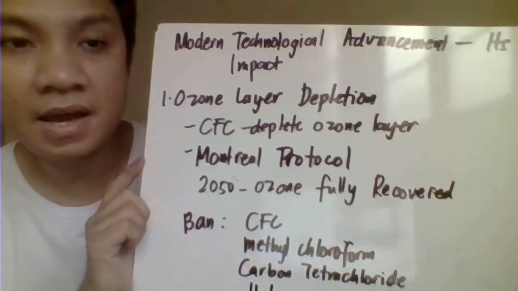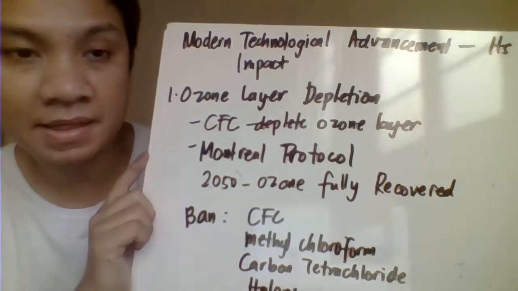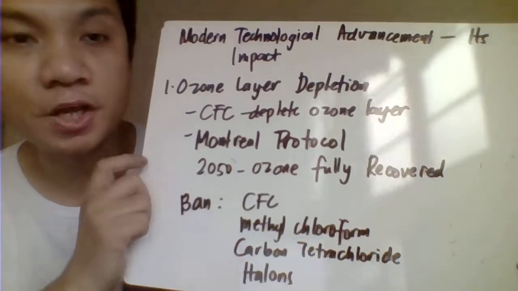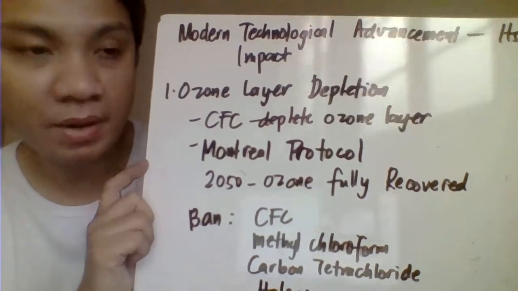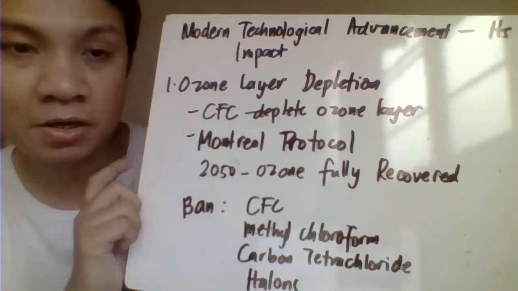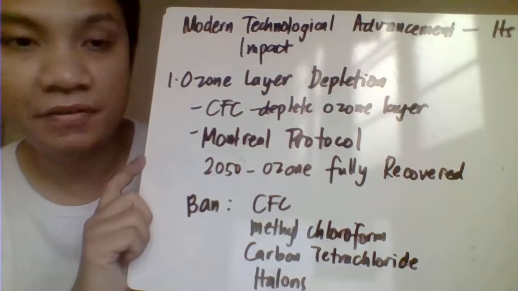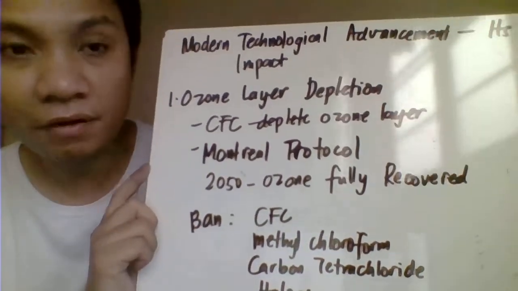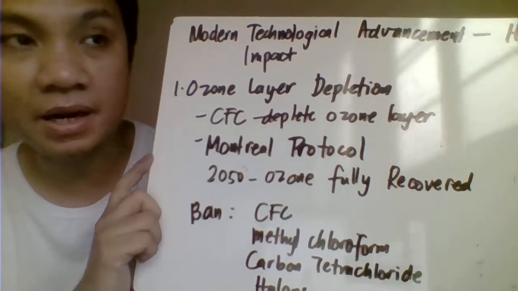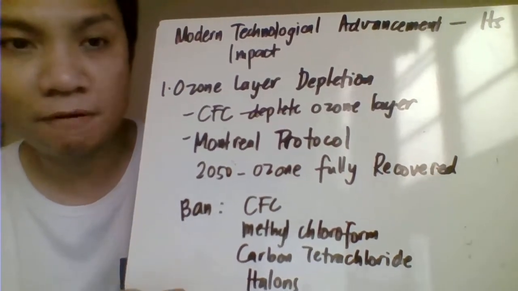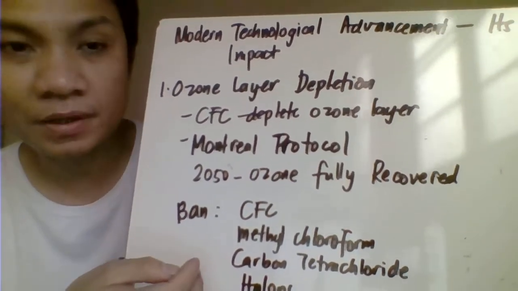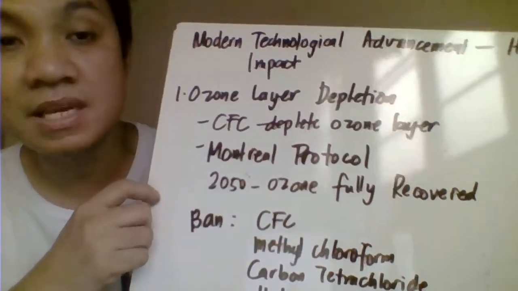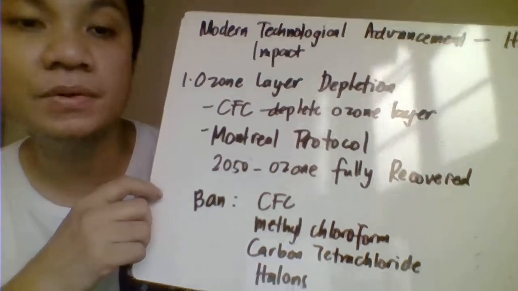Okay, then we have the different technological advancements and their ill effects that may also contribute to human extinction. The first one is the ozone layer depletion brought about by the use of CFC or chlorofluorocarbon. The chlorofluorocarbon has been used before as a component of anti-freeze. So, ginagamit siya sa aircon natin. And later on, it was found out that the CFC destroys our ozone layer.